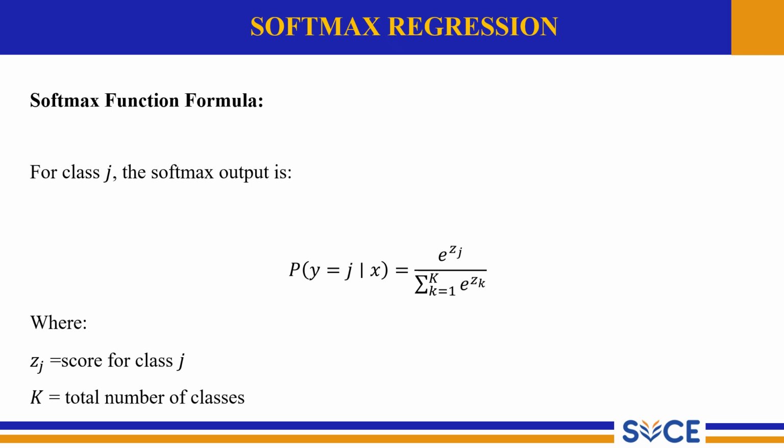This ensures that the probabilities for all classes add up to 1. In summary, the softmax function converts raw scores into normalized probabilities for each class.